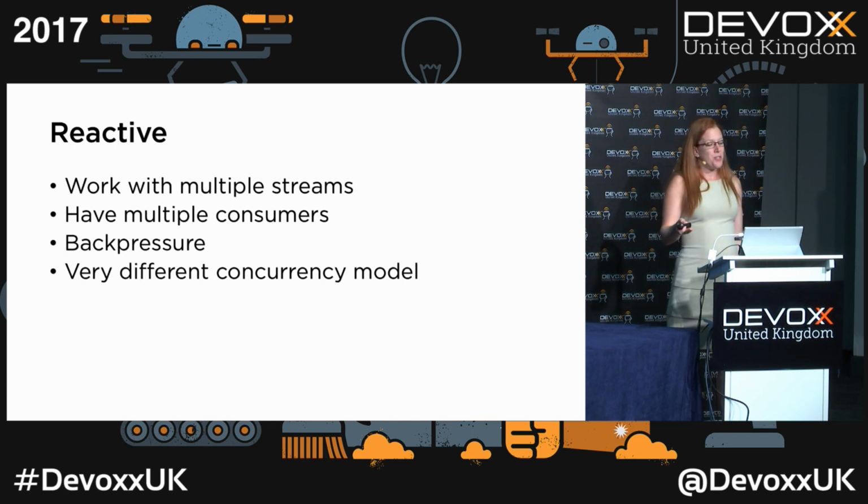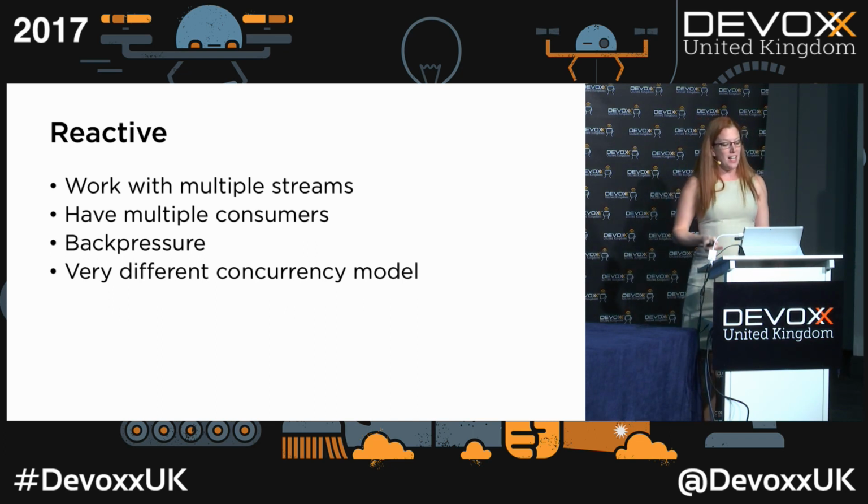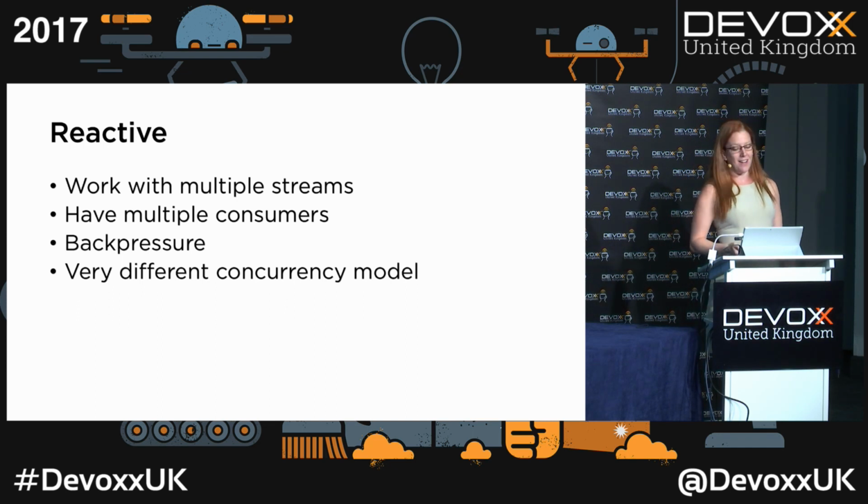Reactive streams work with multiple streams. You can have multiple consumers. Back pressure is really important, and they have a very different concurrency model. So if you are thinking about going reactive and you have not already done so, you need to understand these things. Otherwise, things are going to go very confusing very quickly.